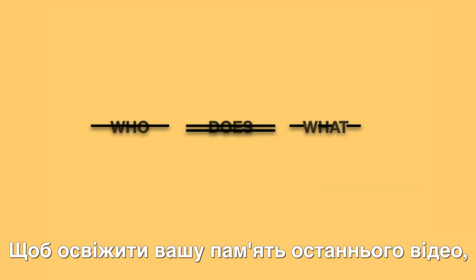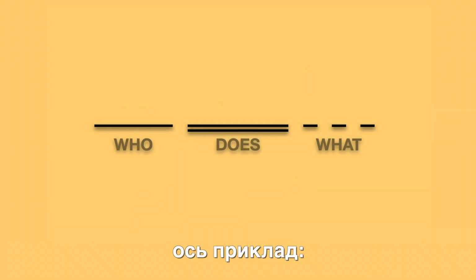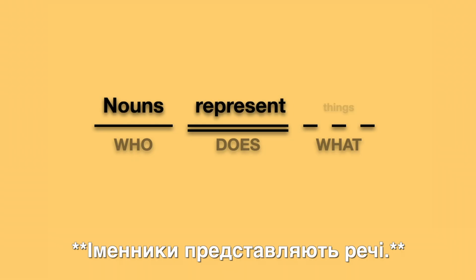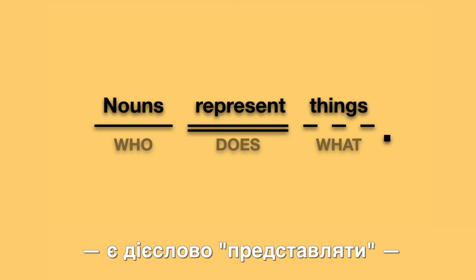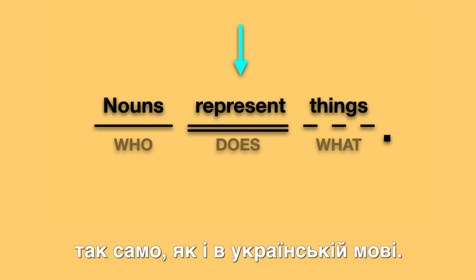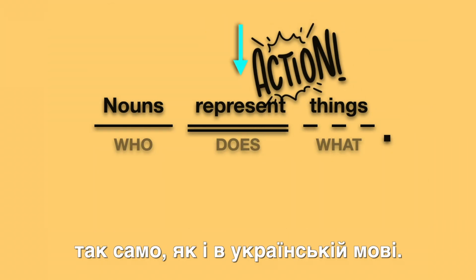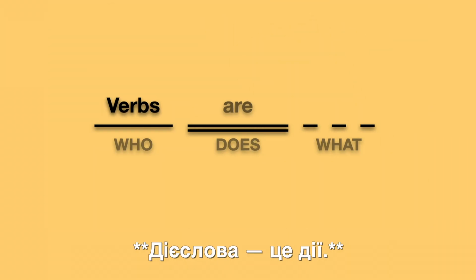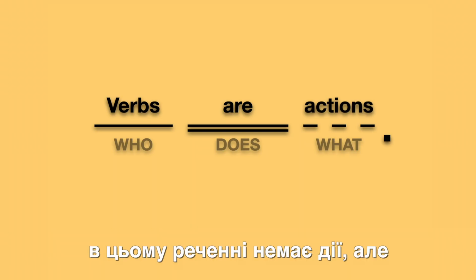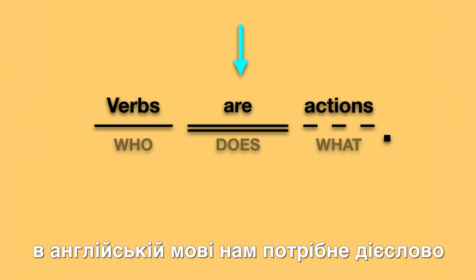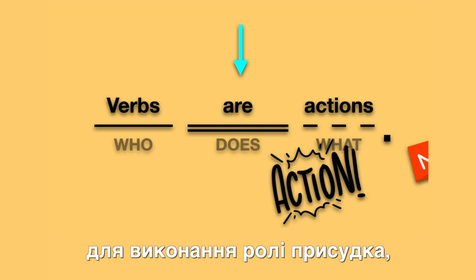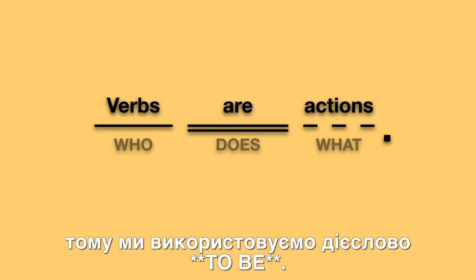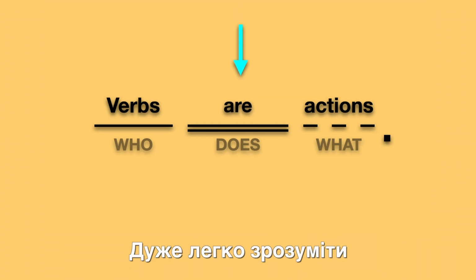To refresh your memory of the last video, let me give you an example. Nouns represent things. So in this sentence, there is an action word, represent, same as in Ukrainian, представляти. Verbs are actions. There is no action in this sentence, but in English, we need a verb to play the role of the predicate, присудка. So we use the verb to be. See how easy it is?